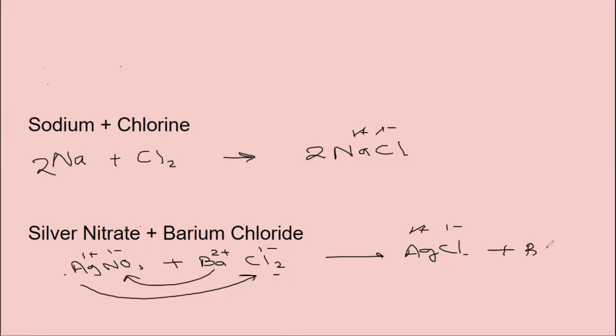Barium is Ba, group 2, +2. Nitrate is NO3 radical, -1. Crisscross: Ba(NO3)2. Balance it now. See, 2 nitrate, make this nitrate 2. Silver has become 2, make this silver 2. Chloride has become 2, and chloride is already 2 here. This equation is a balanced equation.